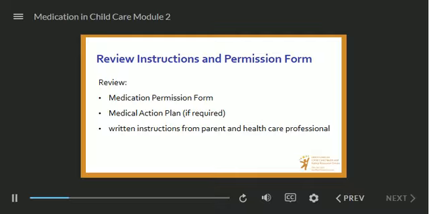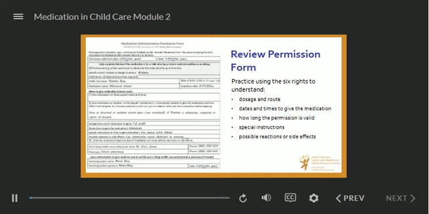The first step involves reviewing written instructions on the medication permission form and medical action plan. The next slides will show visuals of these forms and plans for review. On screen is an example permission form that is also available in the resources section of this course. Using the 6 rights, understand what the medication is, what the dosage is, what route to give the medication, the dates and times to give the medication, how long the permission is valid for, any special instructions, and possible reactions or side effects.